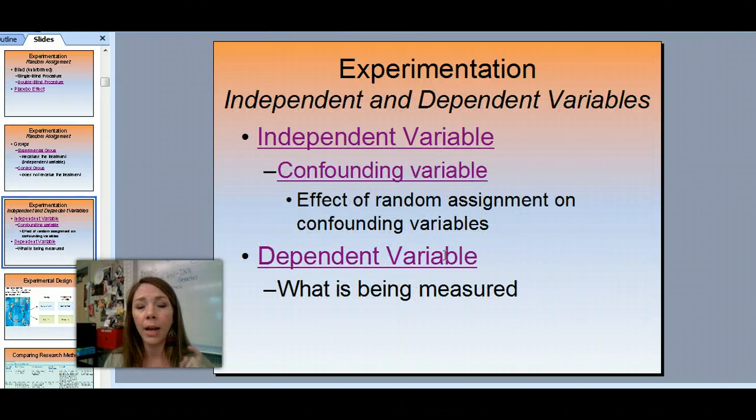Okay? Remember that my IV is the one that I am changing. It's the one that's being altered. The DV is the one being measured. The dependent variable is the one being measured. The independent one is the variable being changed. A confounding variable is anything that could randomly affect my experiment that I don't have control over, right? How much sleep people got might be a variable that affects my results, but that I can't control.